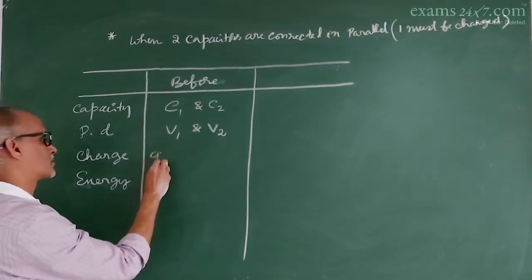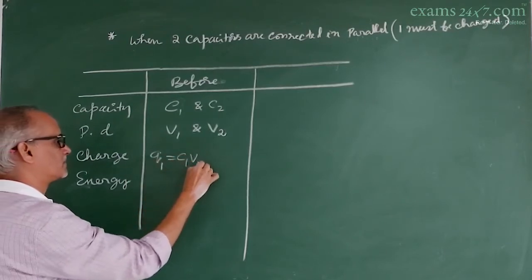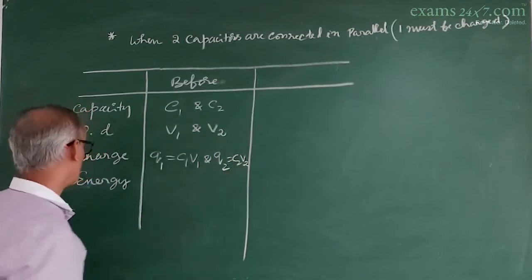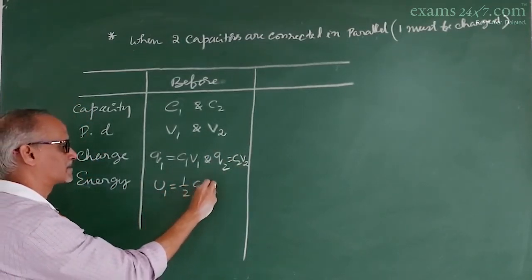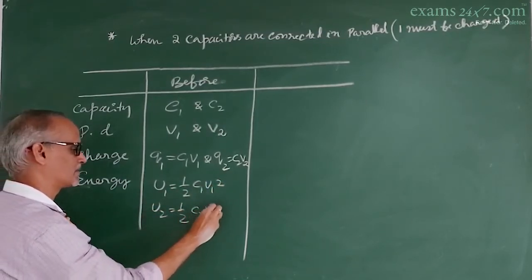And now the charge before they are connected in parallel: Q1 is equal to C1V1 and Q2 is equal to C2V2. So what is the energy stored? U1 is half C1V1 squared. What is U2? Half C2V2 squared.